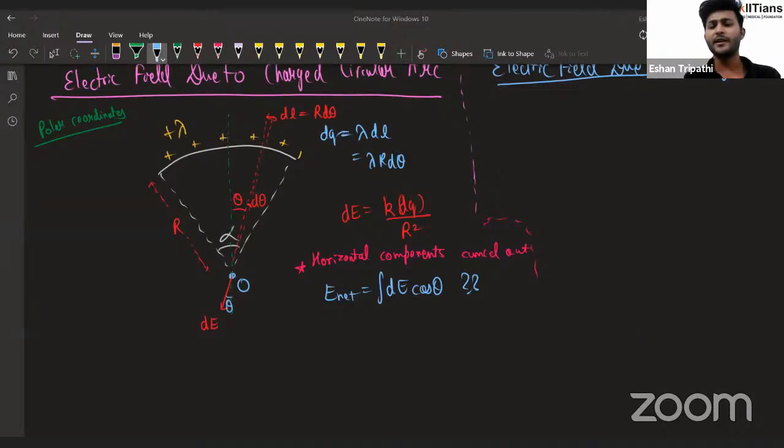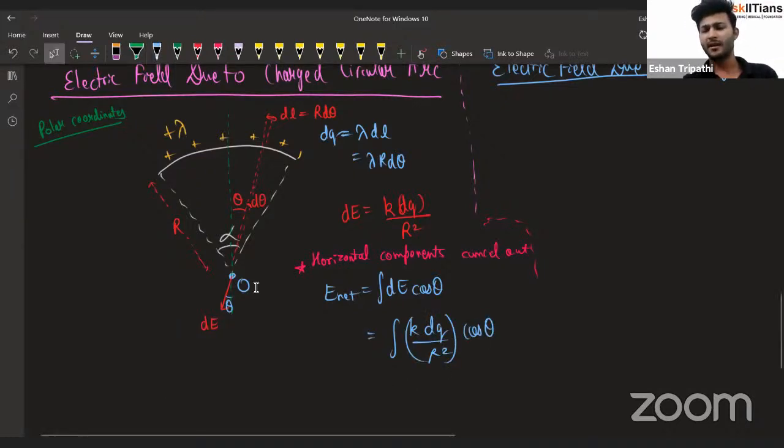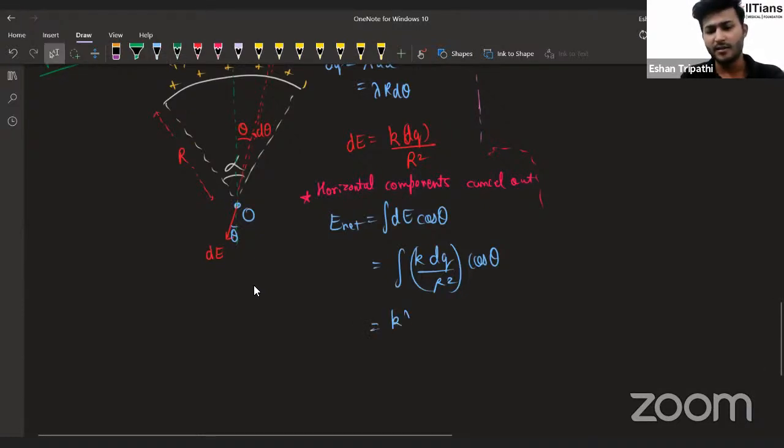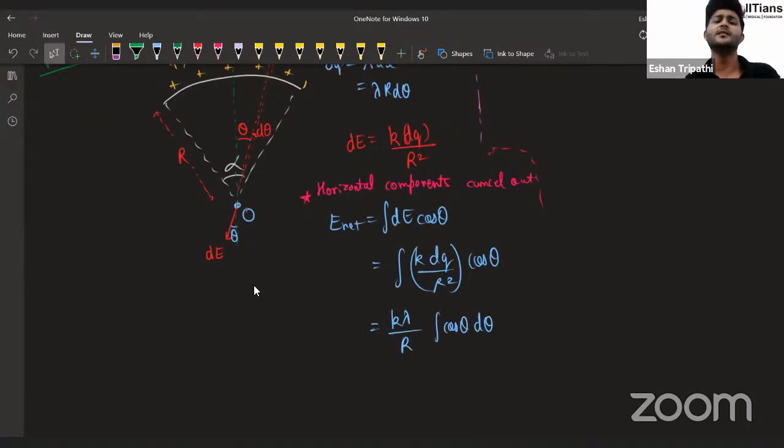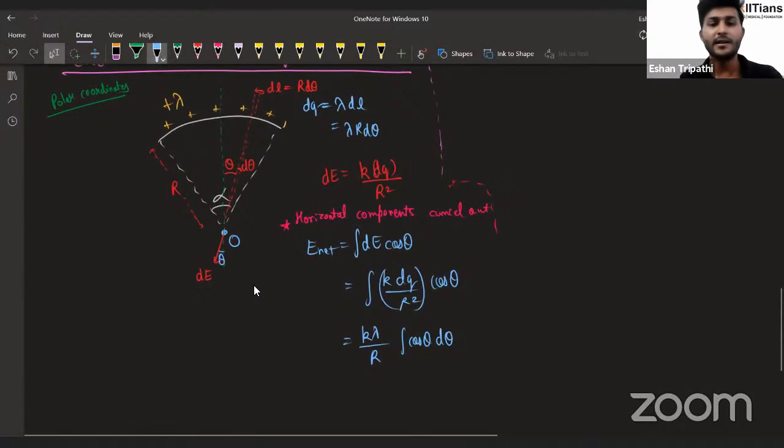So now you're going to integrate it very simply. That is like integration k dq by r square cos theta. Okay, dq you know is lambda r d theta. You'll bring the things out, k lambda by r integration cos theta d theta. What will be the limits of integration in this case? From where to where does theta vary?